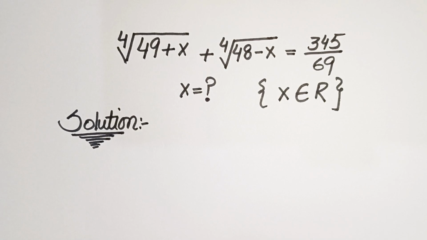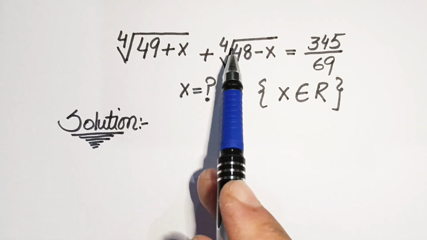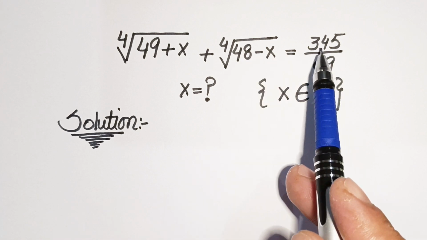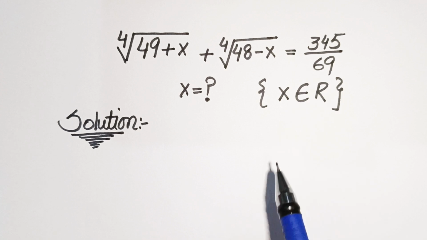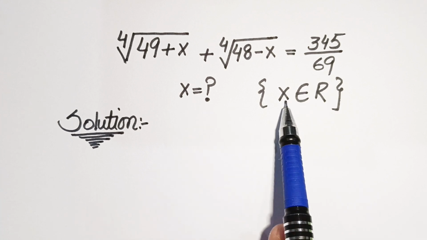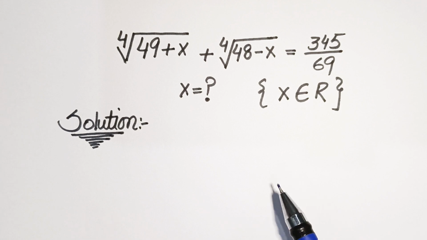Today our question is that the fourth root of 49 plus x plus the fourth root of 48 minus x is equal to 345 over 69. Here we have to find the value of x, where x belongs to the real numbers. So can you solve this exponential problem? For this purpose, let us start our solution.